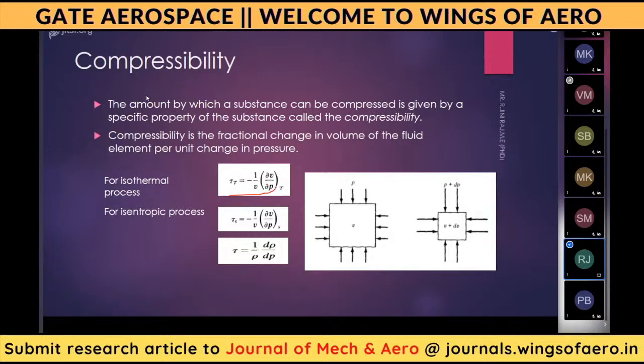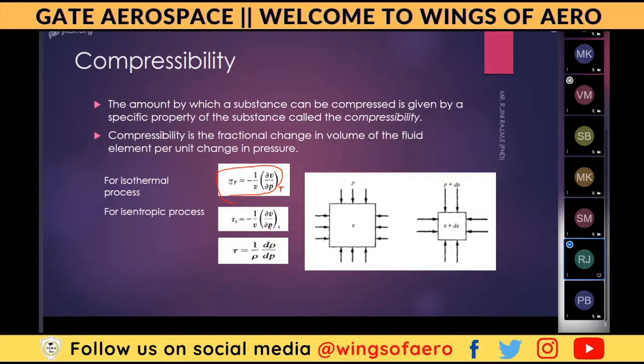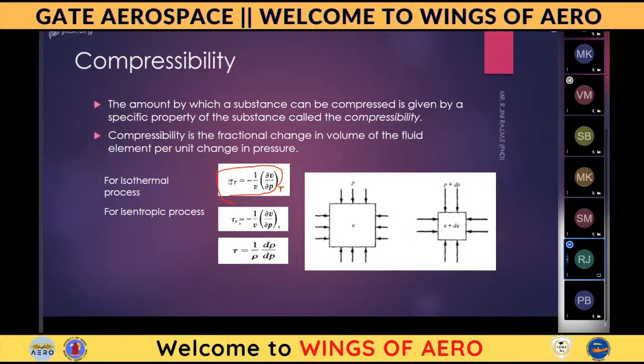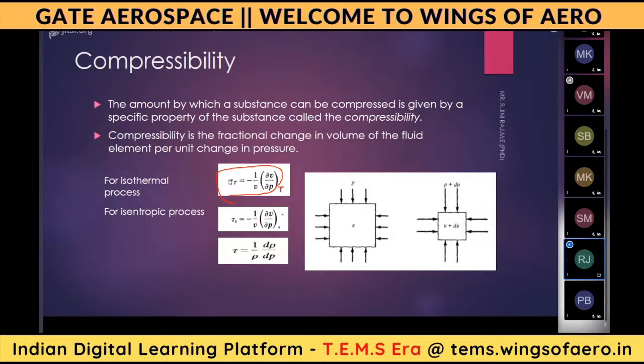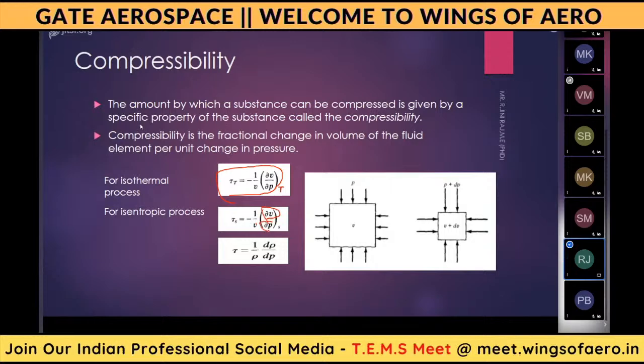For an isothermal process, we put the suffix t here. For an isentropic process, we put the suffix s. So the tau value will be in terms of volume, that is 1 by v into change in volume divided by change in pressure. That is the change in volume of the fluid per unit change in pressure.